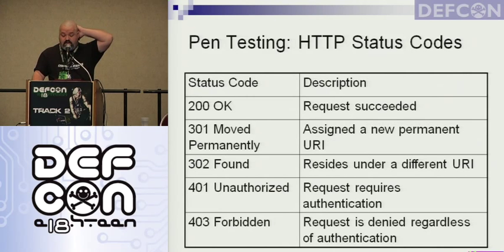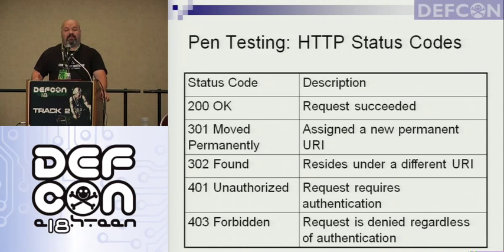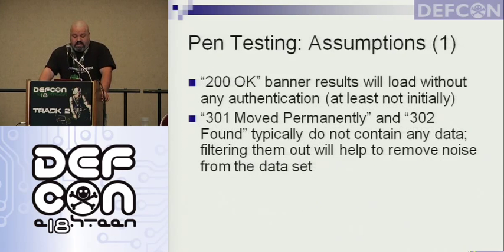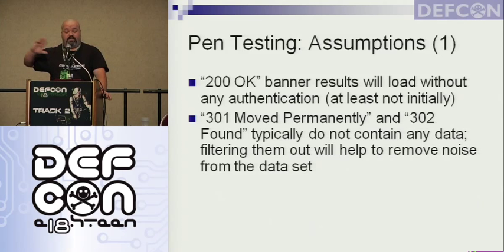Just a quick overview of some HTTP status codes that we will see and how they can be useful to us. 200 OK, request succeeded. This is typically our best result because it means we're going to be able to view the page without any authentication at all. 301 and 302 are moved or found, and we'll see that those are not terribly useful to us. 401 unauthorized requires authentication, and 403 is forbidden. In other words, we can't go there. So how does that apply to us? Well, again, 200 OK is really what we're looking for, because that's going to allow us to view a page without seeing anything else. It's not going to ask us for a password, probably, at least not to view that page.